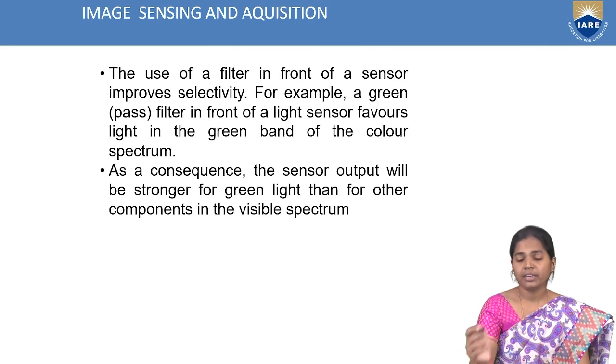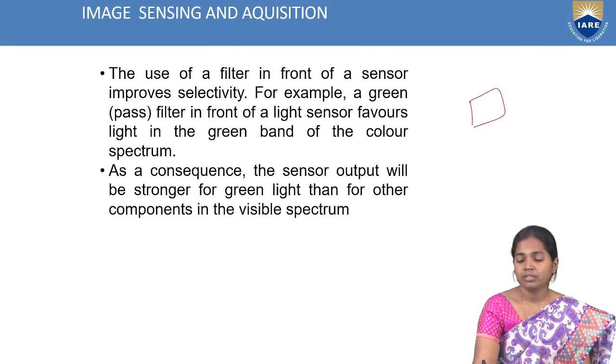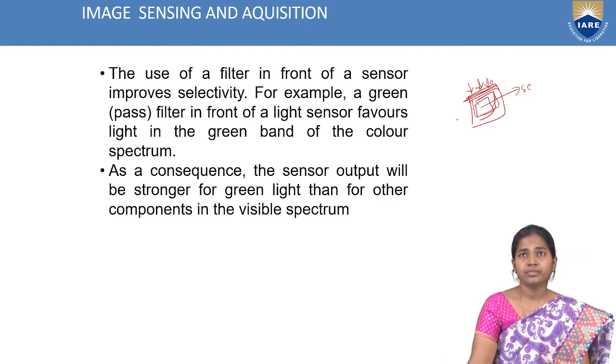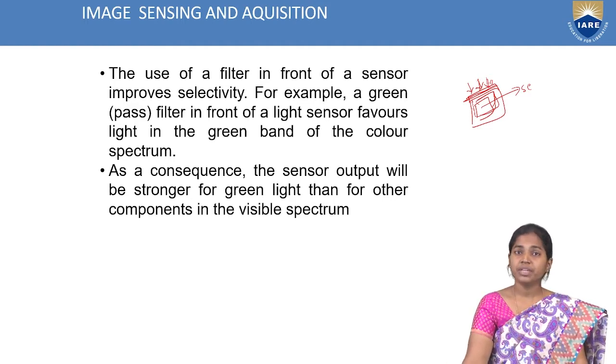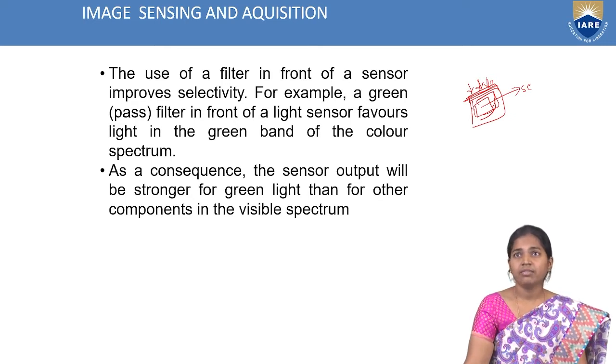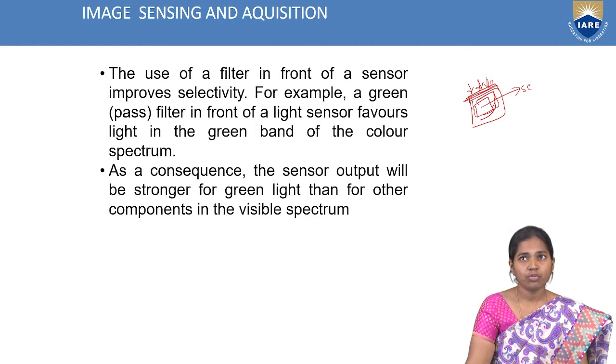Here in front, this is the sensor, and light energy falls on it. This part is the sensing area. Between them we use a filter, which removes the noise components, and the use of a filter in front of a sensor improves the selectivity. For example, a green filter in front of a light sensor favors light in the green band of the color spectrum. We have different bands of spectrum depending on our requirement.